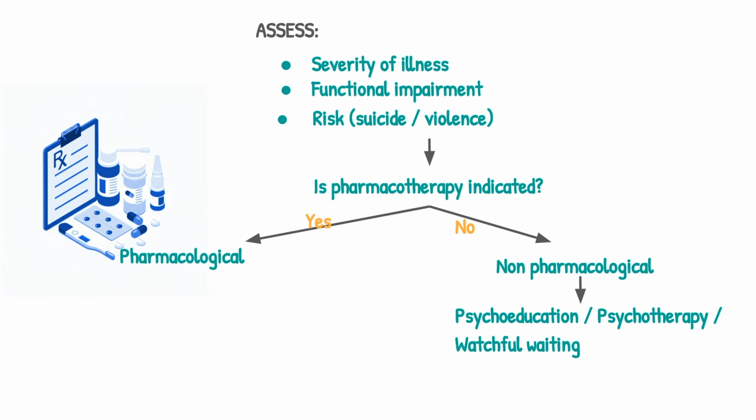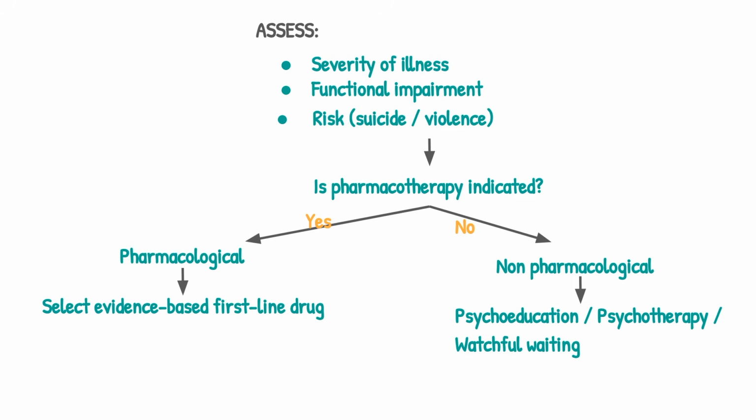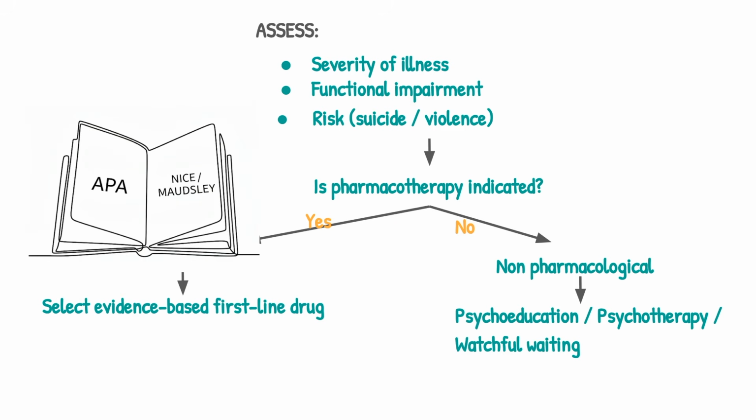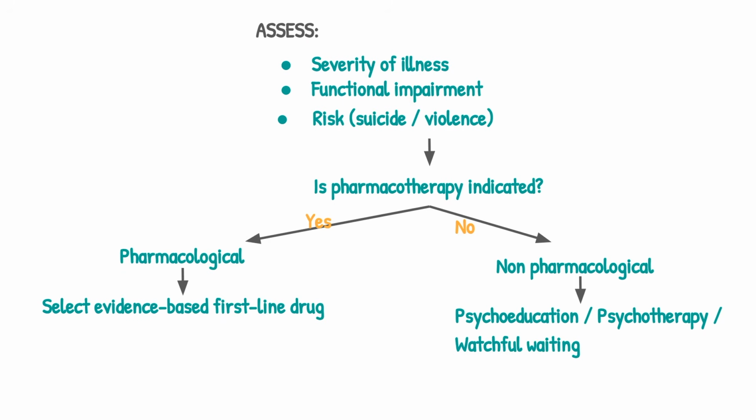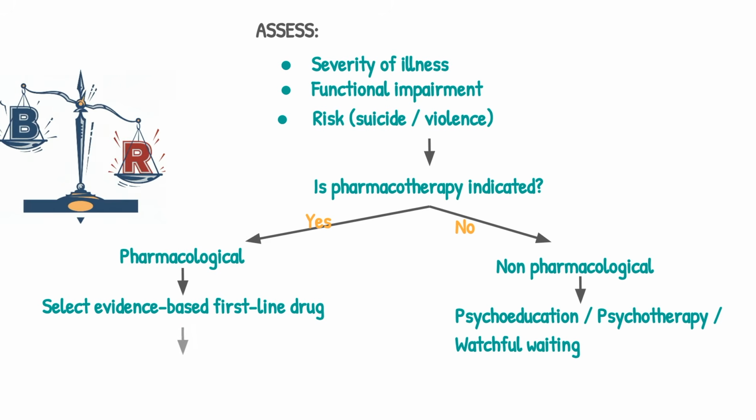When pharmacotherapy is indicated, choose a first-line agent supported by clinical guidelines and evidence. Guidelines such as APA, NICE, and Maudsley help ensure that prescribing is rational, standardized, and defensible. Empirical or habit-based prescribing should be avoided.